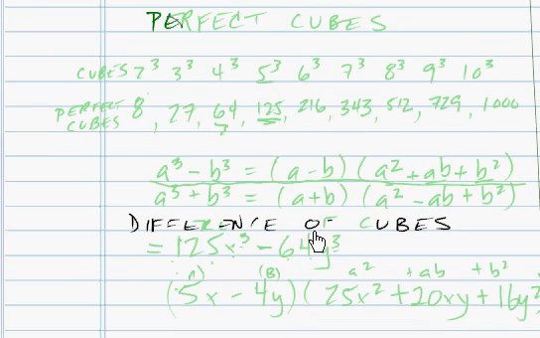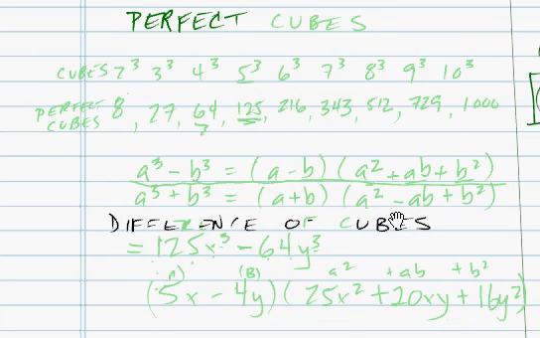Let's talk about perfect cubes for a moment. And what is a perfect cube? Well, 2 to the third, 3 to the third, 4 to the third, 5 to the third, 6 to the third, 7 to the third, 8 to the third, 9 to the third, and 10 to the third. And respectively, whenever you see 2 to the third, that means it's 8, right?